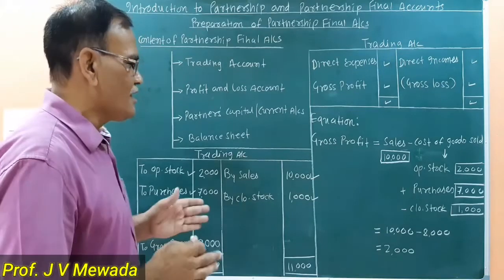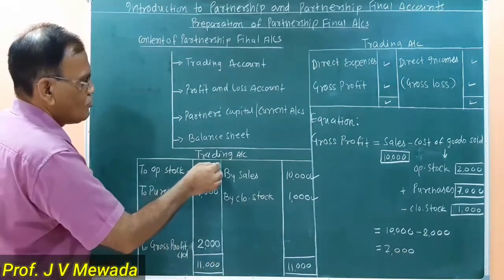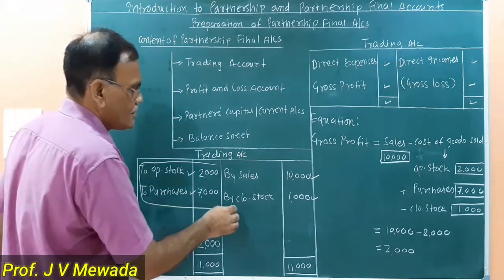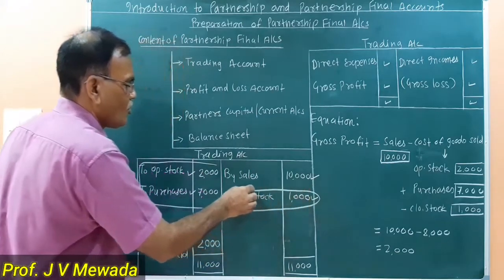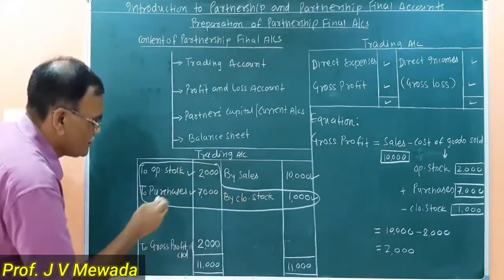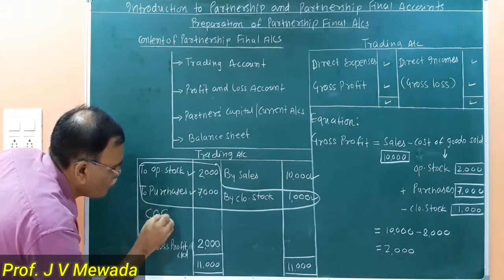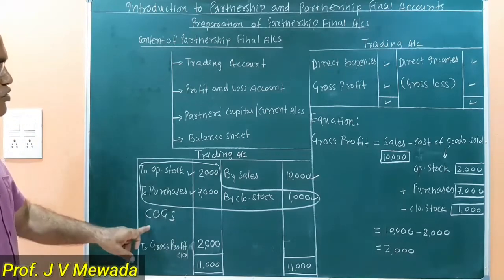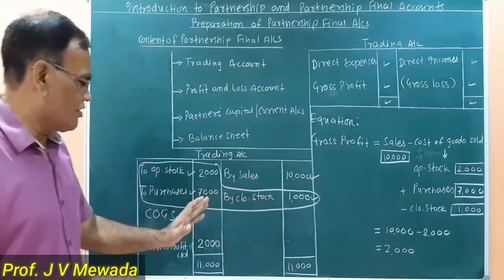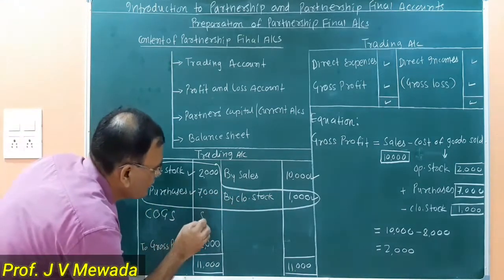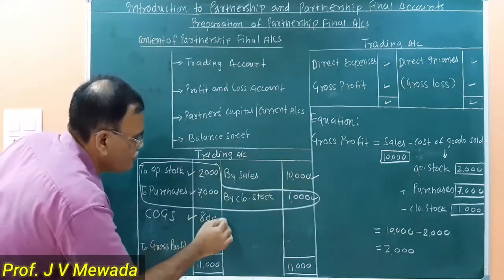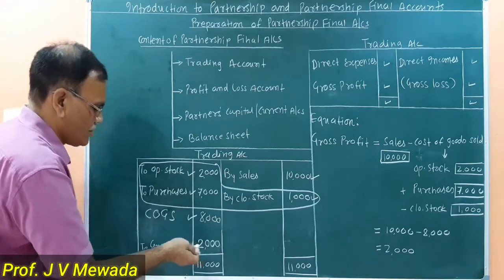Now sales minus cost of goods sold. What is cost of goods sold? Opening stock plus purchases minus closing stock. So this becomes the cost of goods sold. What is it? 2,000 plus 7,000 is 9,000, minus 1,000 is 8,000. So the cost of goods sold is 8,000. So 10,000 minus 8,000, the difference is 2,000. That is the gross profit.